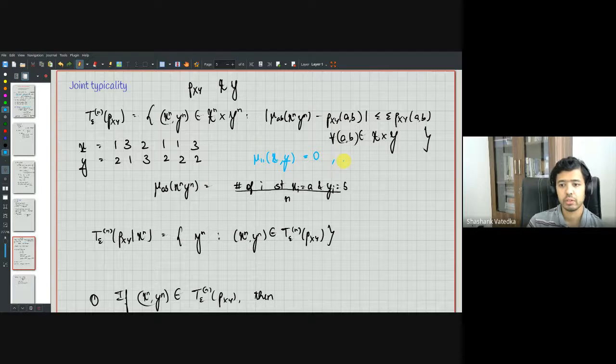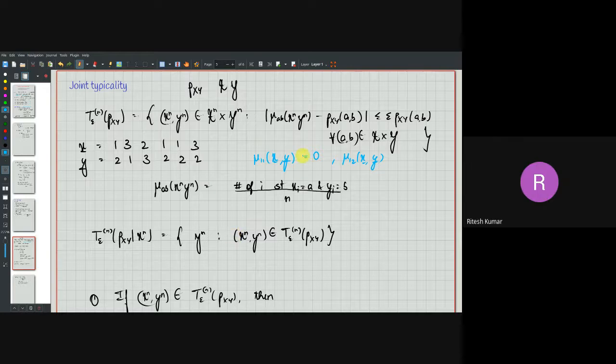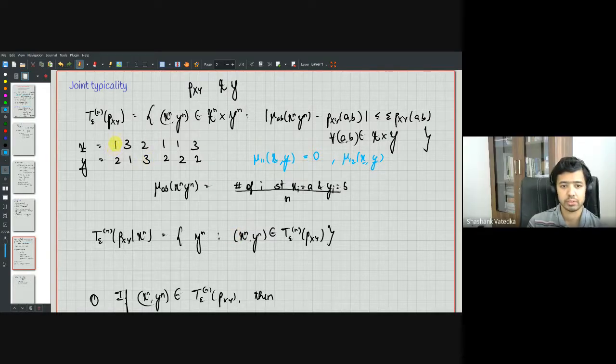Right? So similarly, what is mu_12 of xy? Fraction of times 1 2 occurs. 3 by 6. So in this particular location, this and this. So 3 times we have 1 comma 2 occurring. So this is 3 by 6, which is equal to a half.